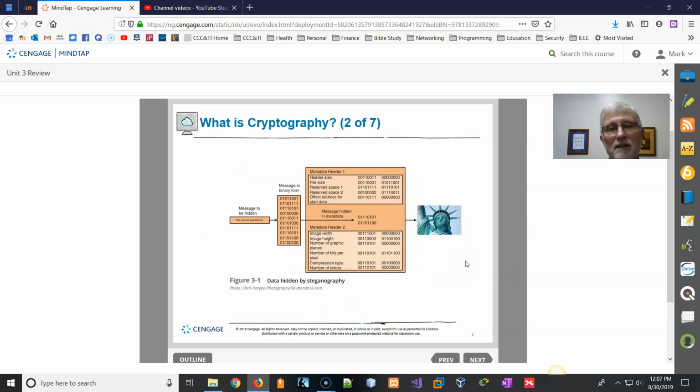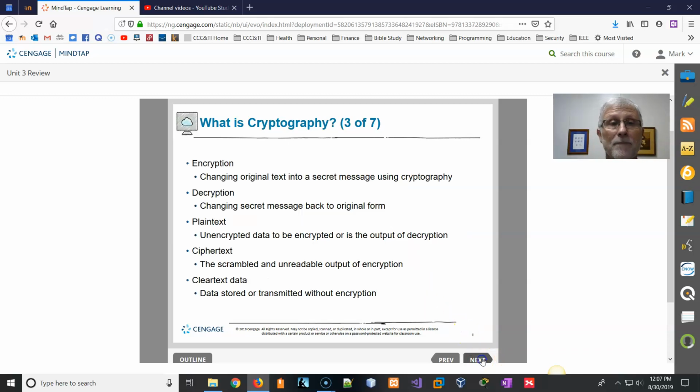So just kind of showing you how the hidden data is inserted. I've got a message to be hidden. I create a binary form of it and insert it in an area between metadata header files, so that now I've got a message hidden in this picture of the Statue of Liberty that nobody can detect.